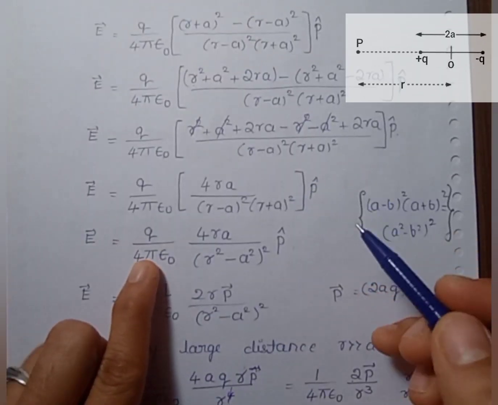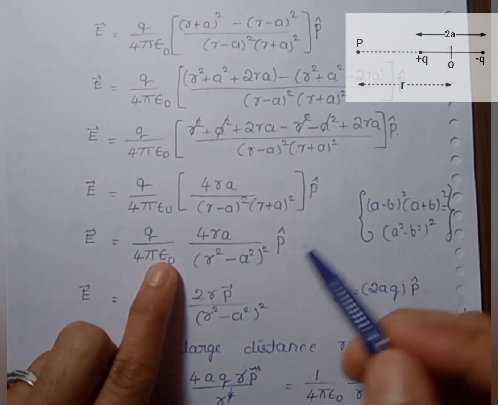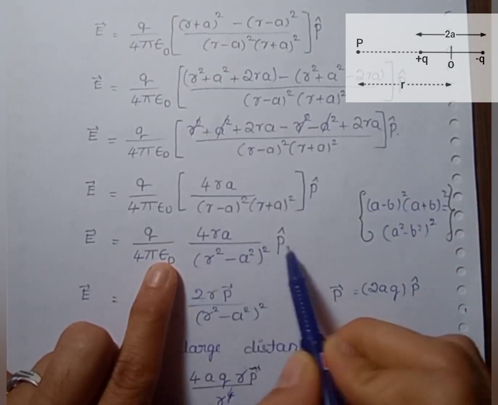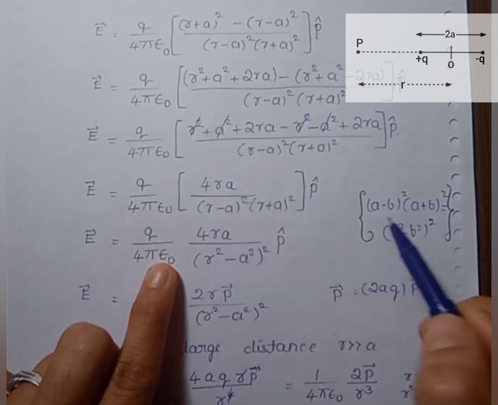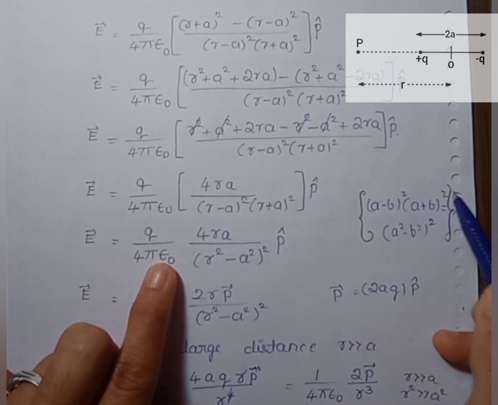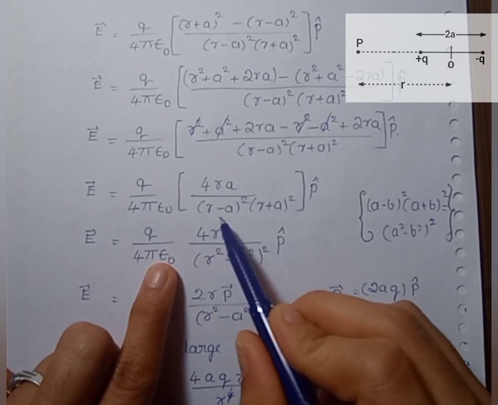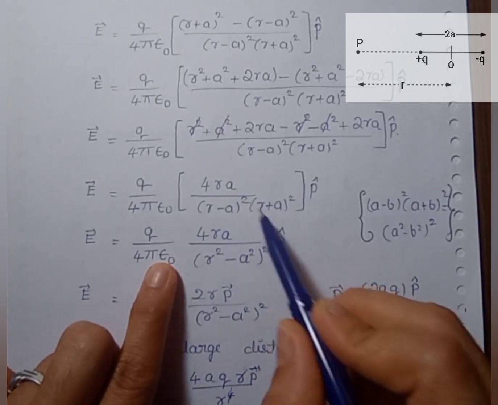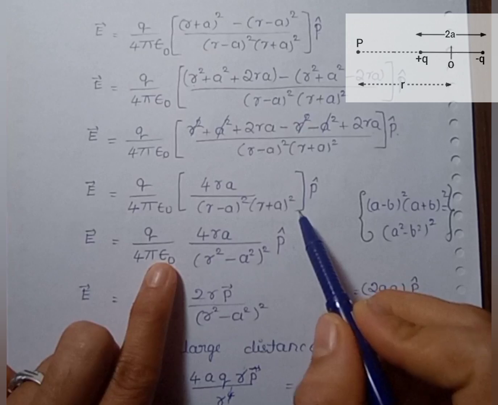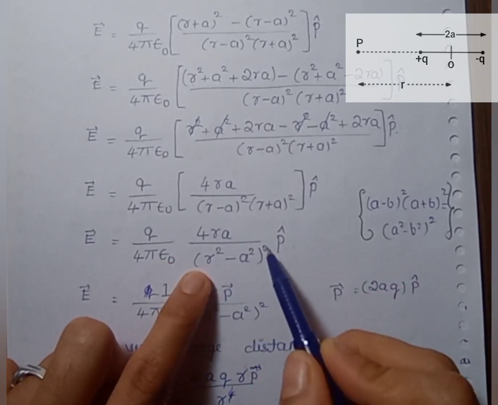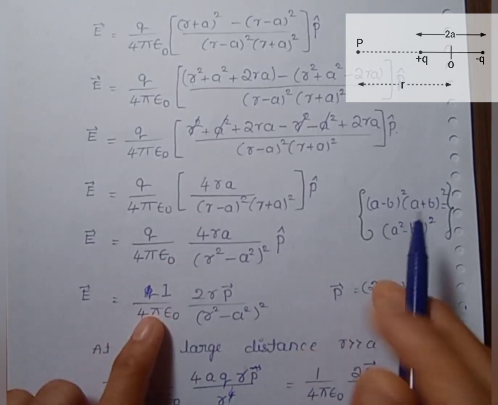Now E is equal to Q divided by 4 pi epsilon naught, 4RA divided by R minus A whole square R plus A whole square. R minus A whole square R plus A whole square can be written as R square minus A square whole square, into P cap.